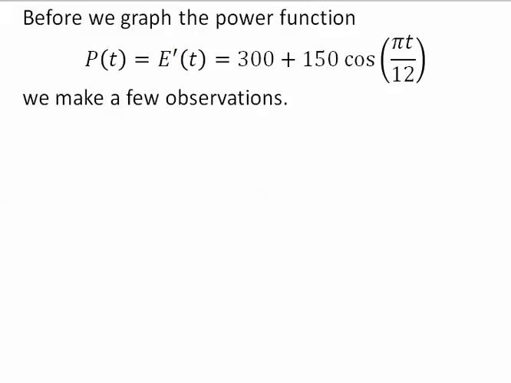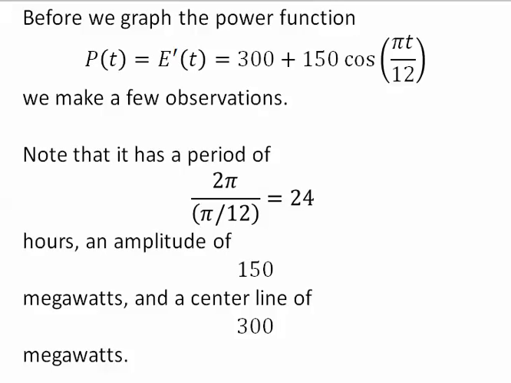Before we graph the power function, we make a few observations. Notice that it has a period of 2 pi divided by the coefficient pi over 12, or 24. It has a period of 24 hours. Not a big surprise. Each 24-hour period, there's a new day, and everything starts all over again. The amplitude is 150, and there's a center line of 300.